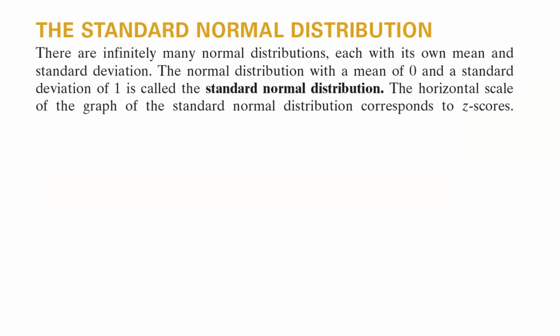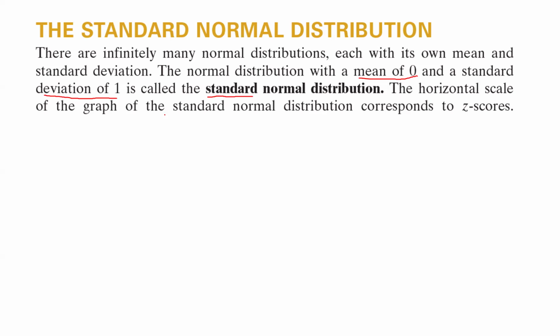What is the standard normal distribution? There are infinitely many normal distributions. Each has its own mean and standard deviation. The normal distribution with a mean of 0 and a standard deviation of 1 is called the standard normal distribution. So when you're referring to the standard normal distribution, the mean is always 0 and the standard deviation is always 1. It helps us to normalize or scale a normal distribution.